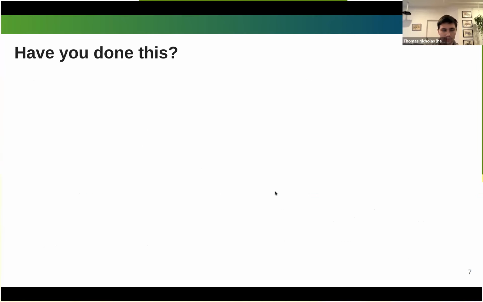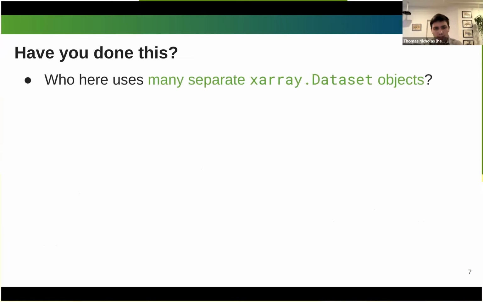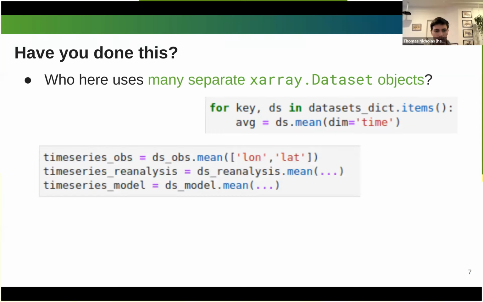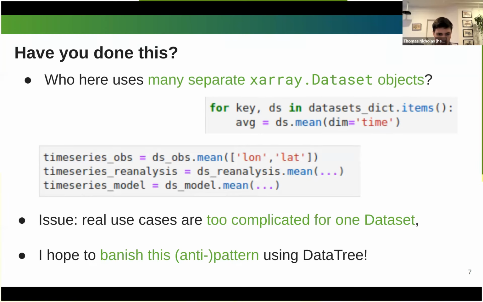But if you're a regular user of Xarray, you might find yourself using this particular pattern over and over again, where you use many separate dataset objects, because the dataset object looks quite general, but it does have restrictions. And sometimes those restrictions mean you need quite a few different dataset object instances. So if you found yourself writing code that loops over a dict of datasets and then applies the same operation to each one, for example, or maybe you've got one dataset for your observations and one dataset for your simulation or your reanalysis. This is redundancy. This doesn't need to be happening.